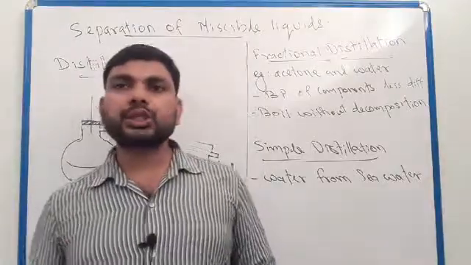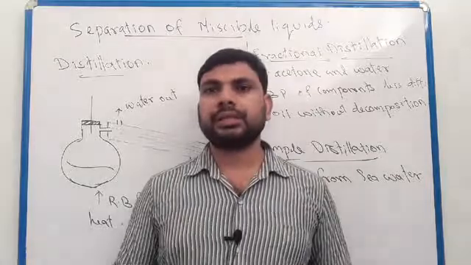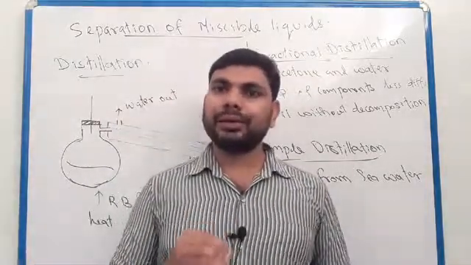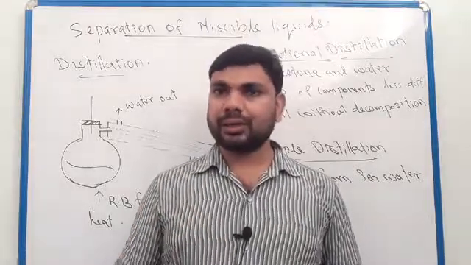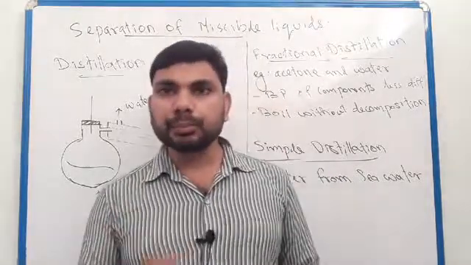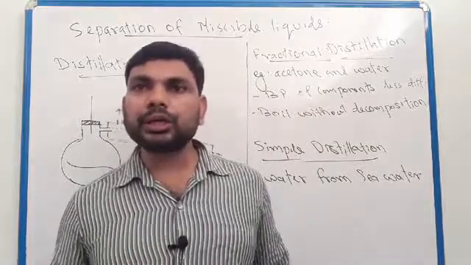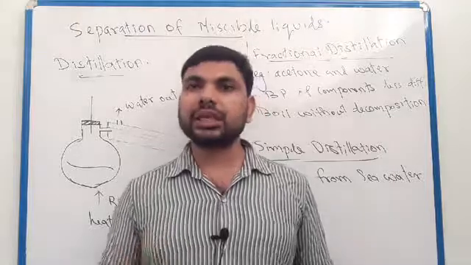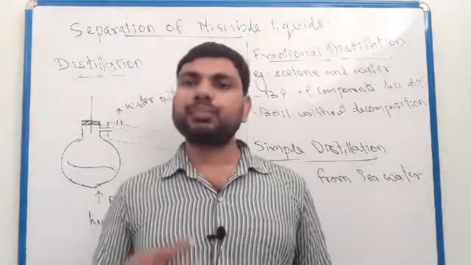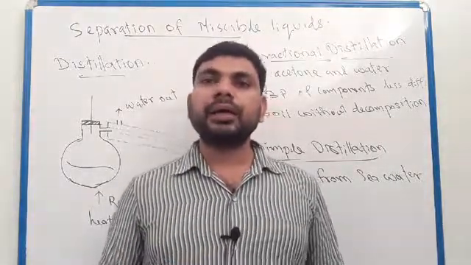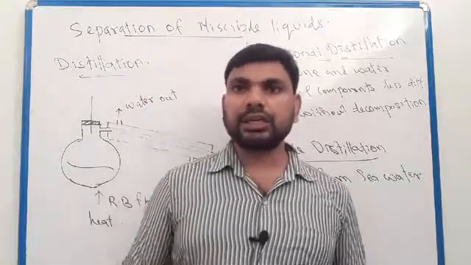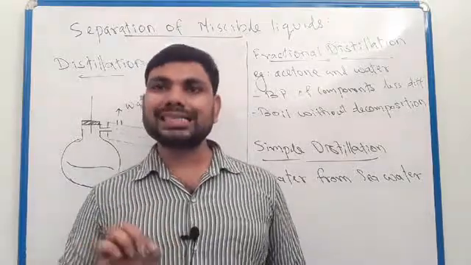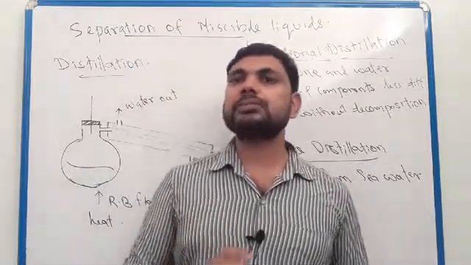Next, separation of miscible liquids. We already discussed separation of immiscible liquids by separating funnel. Miscible liquid means two liquids that mix with each other, for example acetone in water, ethanol in water. This type of mixture we can separate by another method, which is distillation. We will use the term distillation to separate miscible liquids.